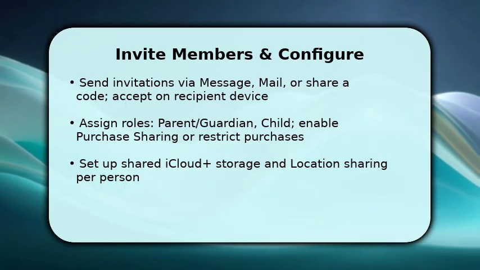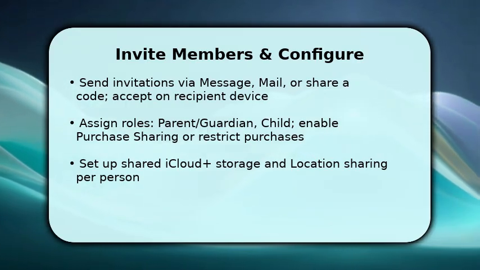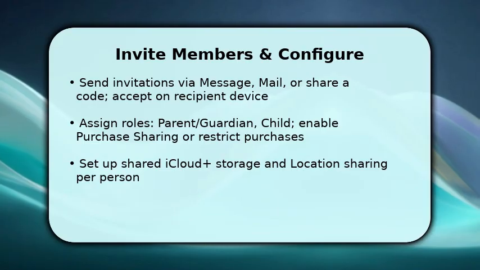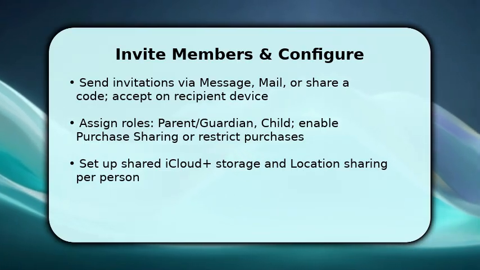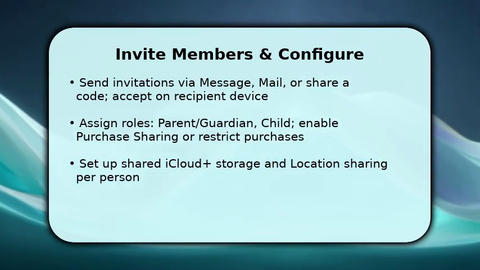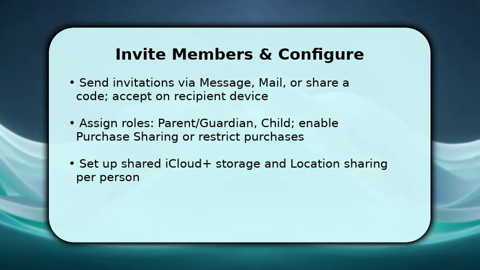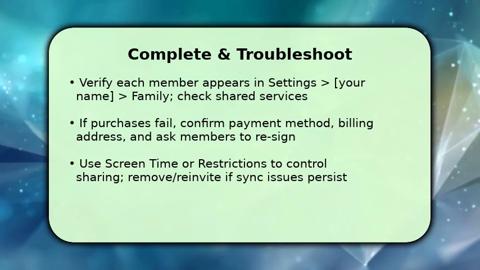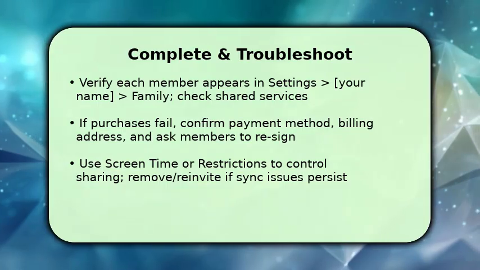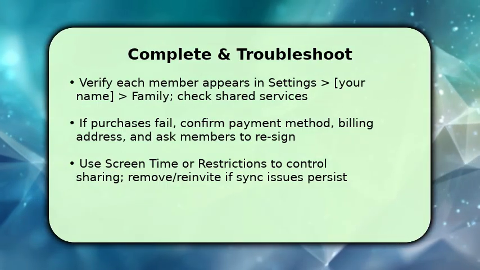Next, turn on purchase sharing so app, music, and book purchases use the organizer's payment method, and enable iCloud Plus if you want shared storage. Finally, enable location sharing so devices show up in the Find My app. To finish, review family members in settings under your Apple ID to confirm shares are active and test shared apps or storage.